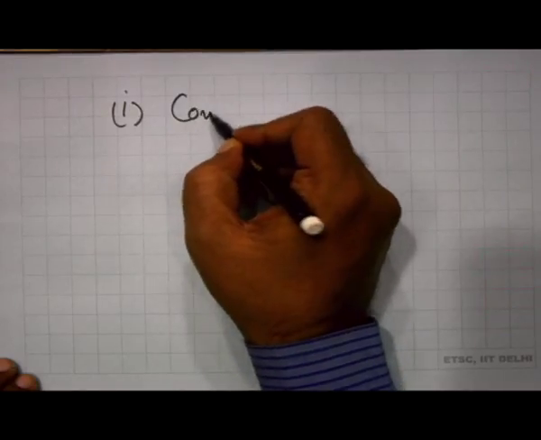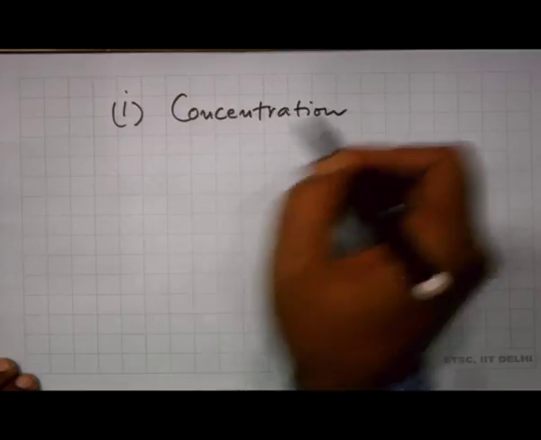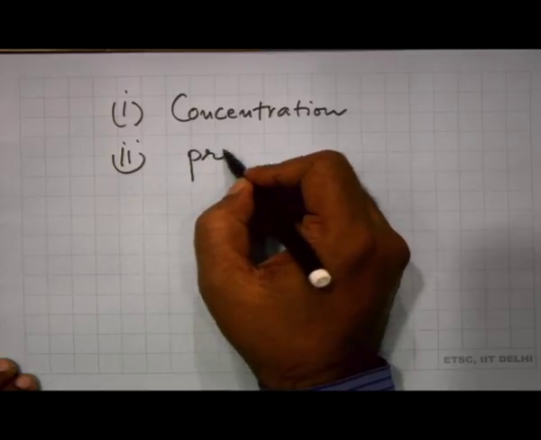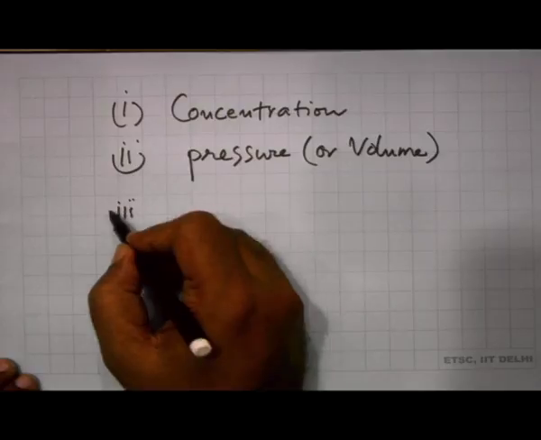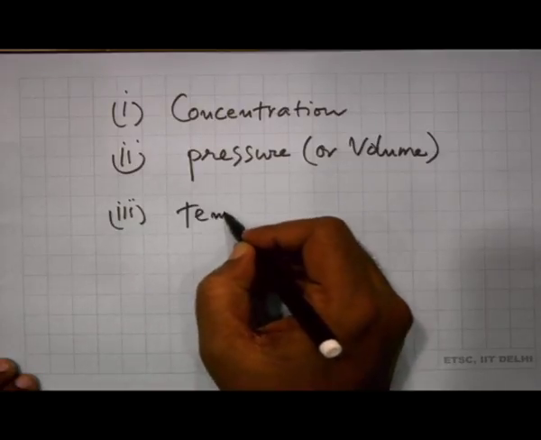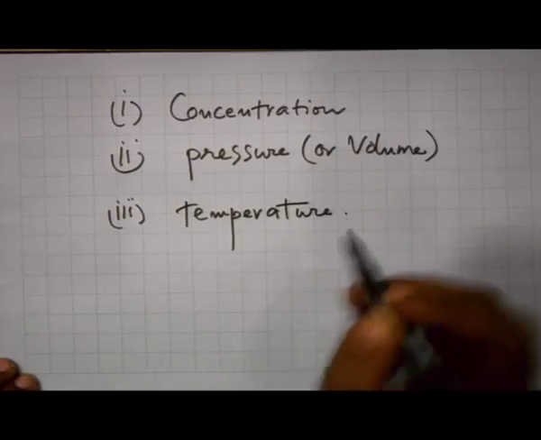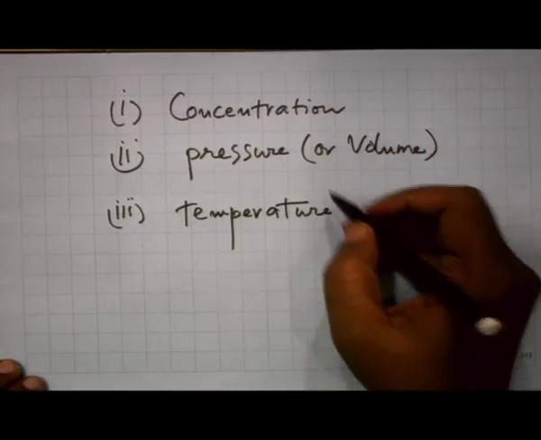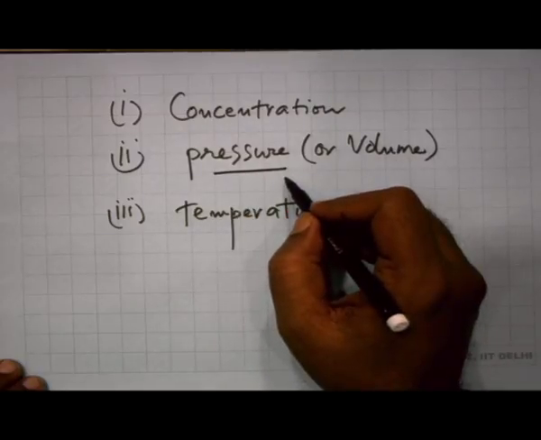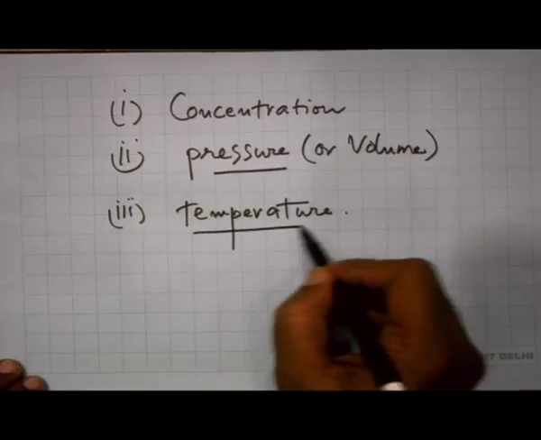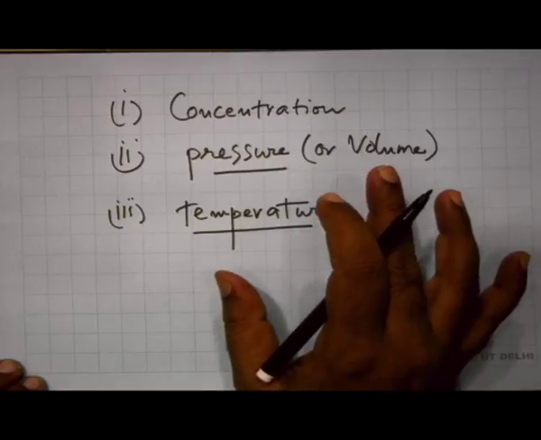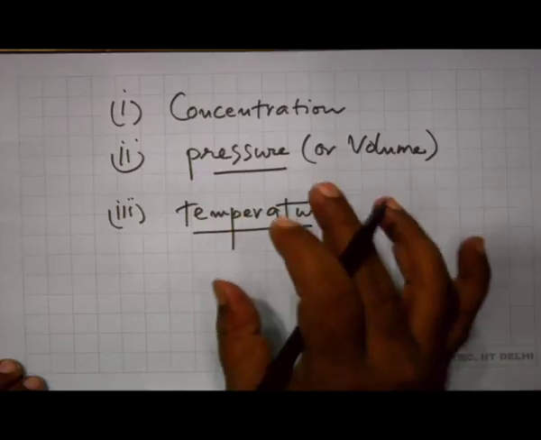Okay. So, what are the things we can change? First is concentration, second is pressure or volume, and third is your temperature. In some cases, increase in pressure can increase the product, but in other cases increase in pressure will decrease the product. Similarly, in some cases increase in temperature will increase the product, and in other cases, increase in temperature will lead to decrease in product.